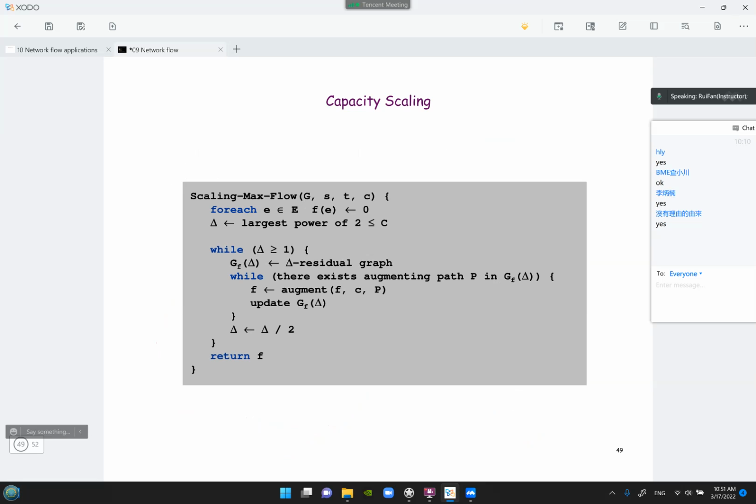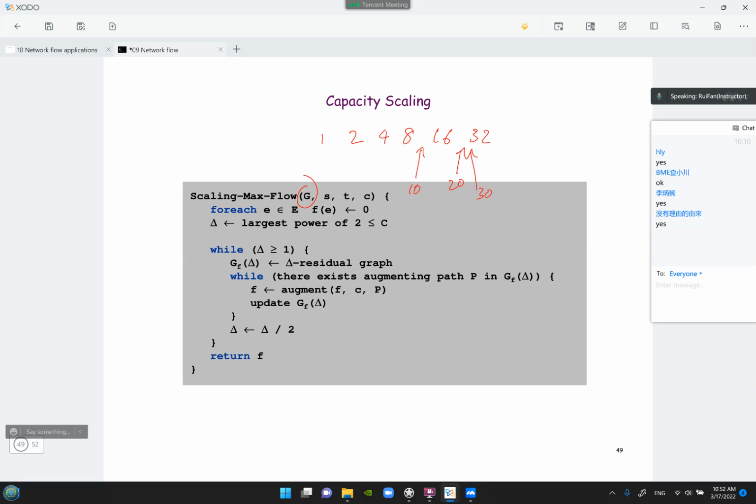In particular, we're going to start with this graph G, which has a bunch of capacities in it. And now we're going to divide these capacities into buckets which are powers of 2. For example, suppose you have an edge with capacity, let's say 20. That's going to go into this bucket between 16 and 32. If you have an edge with capacity 10, it's going to go into this bucket. And if you have one with capacity 30, it's going to go into this bucket.